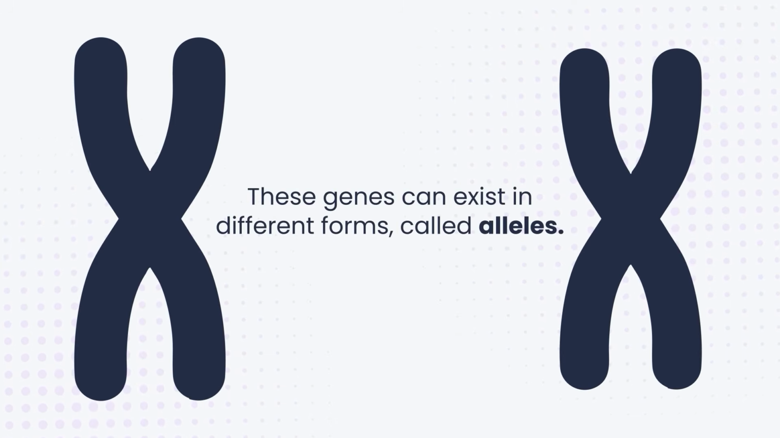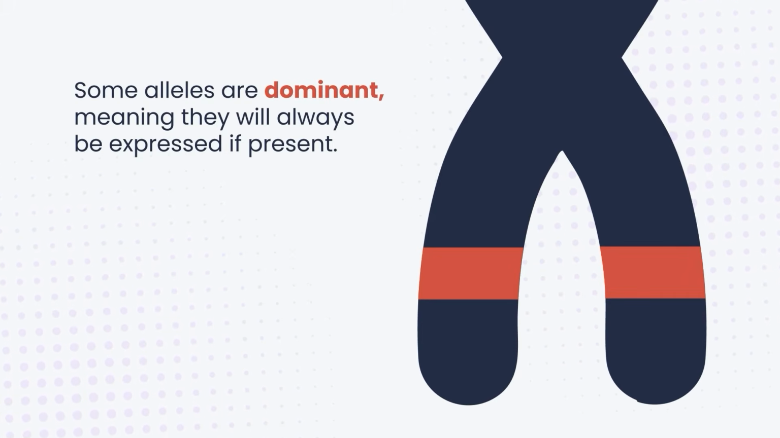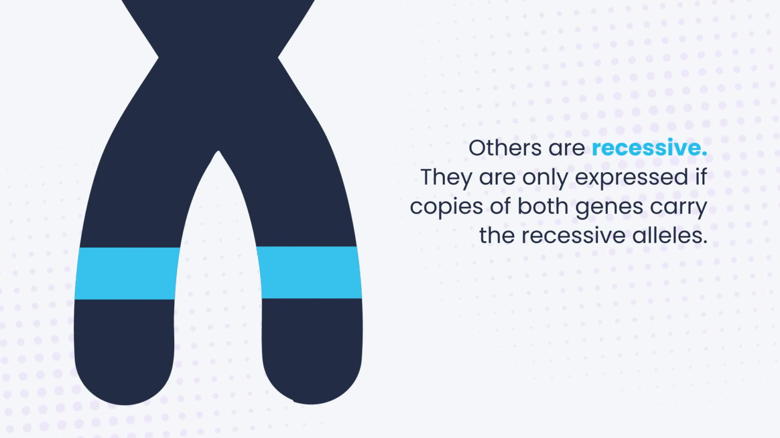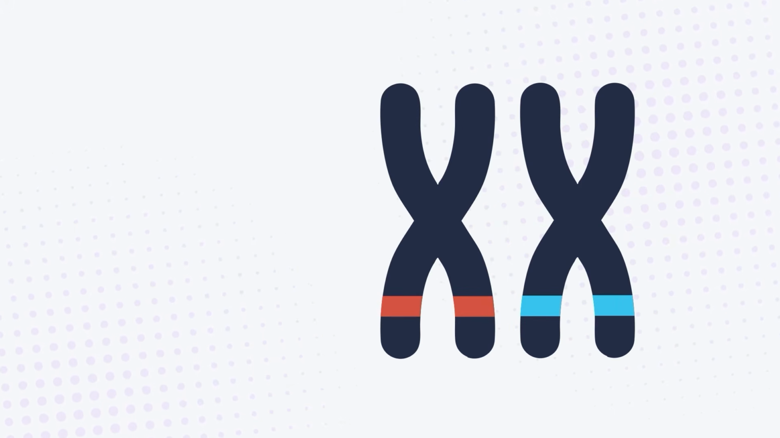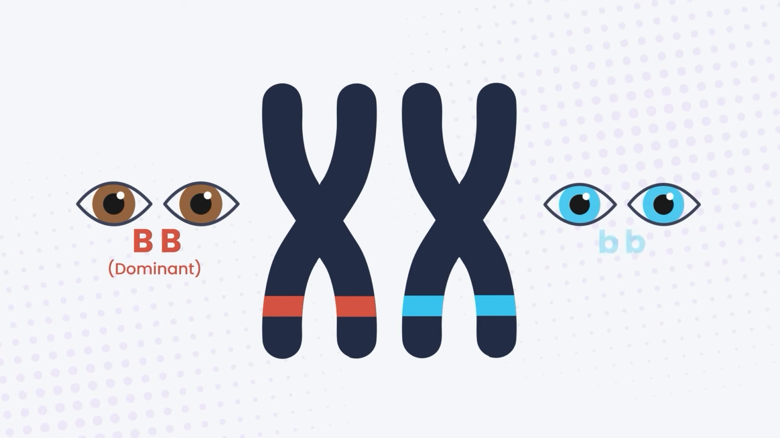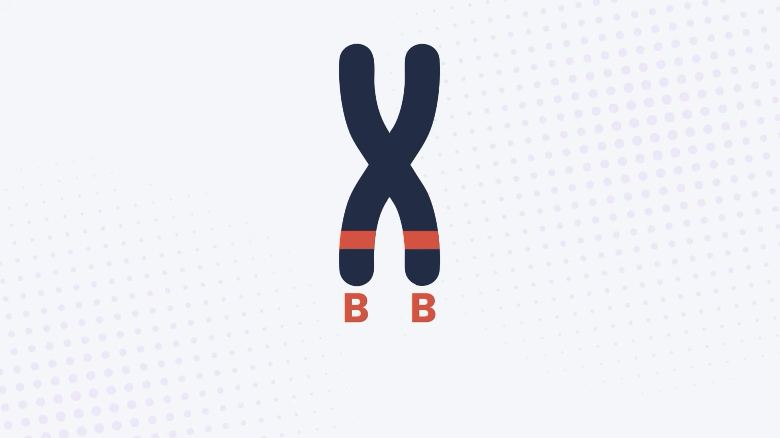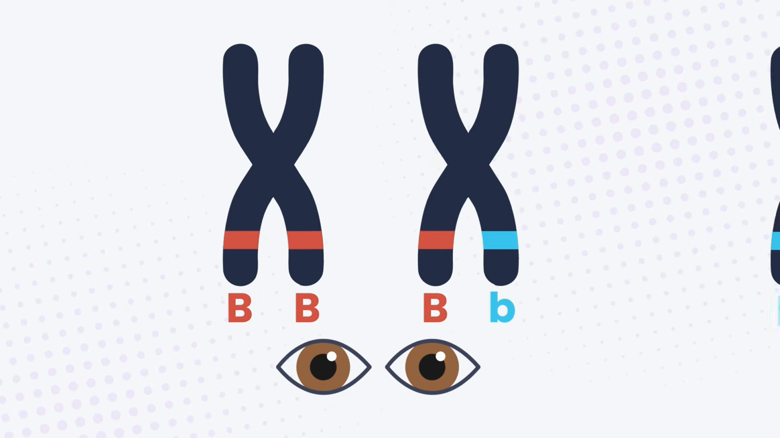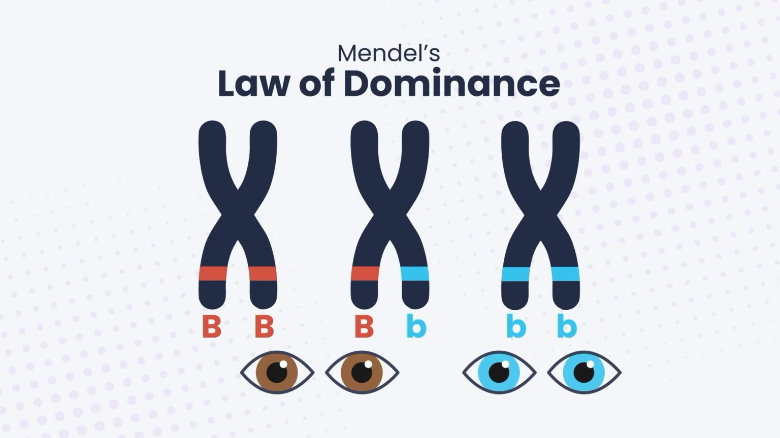These genes can exist in different forms called alleles. Some alleles are dominant, meaning they will always be expressed if present, while others are recessive, meaning they are only expressed if both copies of the gene carry the recessive allele. For example, if brown eyes, which we'll call capital B, are dominant and blue eyes, which we'll call lowercase b, are recessive, someone with uppercase B uppercase B or uppercase B lowercase b will have brown eyes, while only those with lowercase b lowercase b will have blue eyes. This pattern follows Mendel's law of dominance.